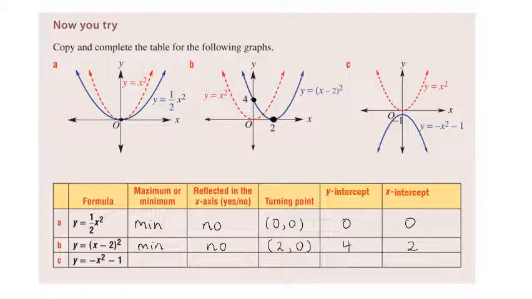Last one, maximum or minimum. So this point here, that's the maximum. Has it been reflected in the x-axis? Yes, it's been flipped. Turning point. So its turning point is here. We write the x first, which is 0, then the y, which is -1. Its y-intercept, -1. X-intercept, there are none because it's flipped upside down. So there are no x-intercepts.